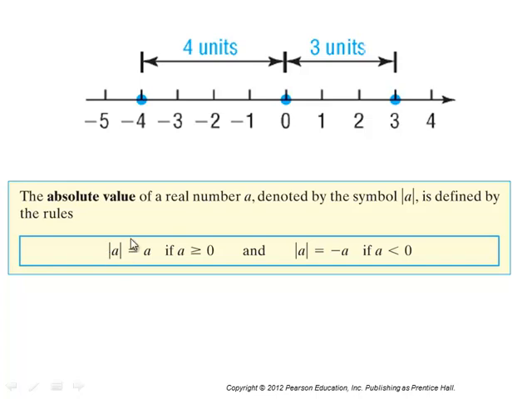Here we have the 2 vertical bars around A. That means absolute value of A. And you know what? If you're taking the absolute value of a positive number, the result will be that number. But if you're taking the absolute value of a negative number, then the result will be the negative of that negative number. So, for example, the absolute value of 2 is 2, but the absolute value of negative 2 is positive 2.